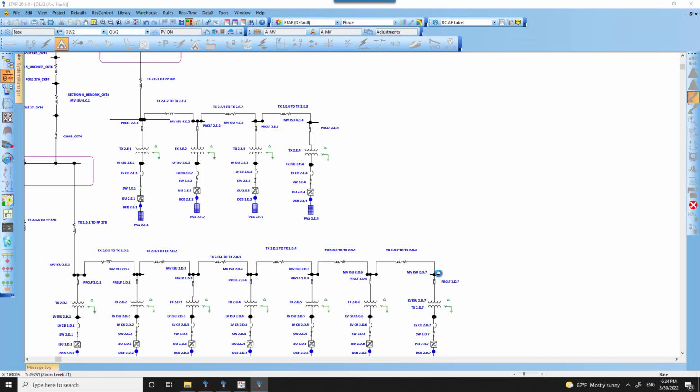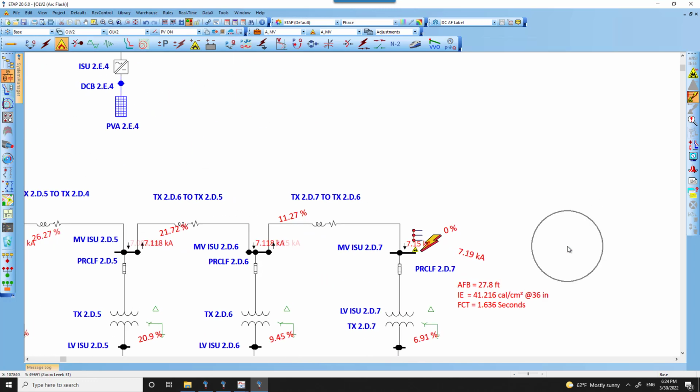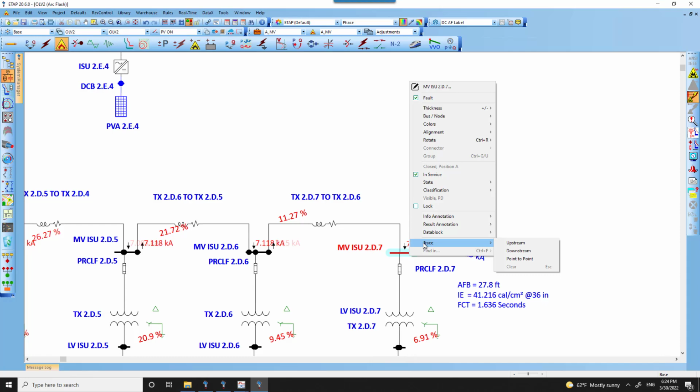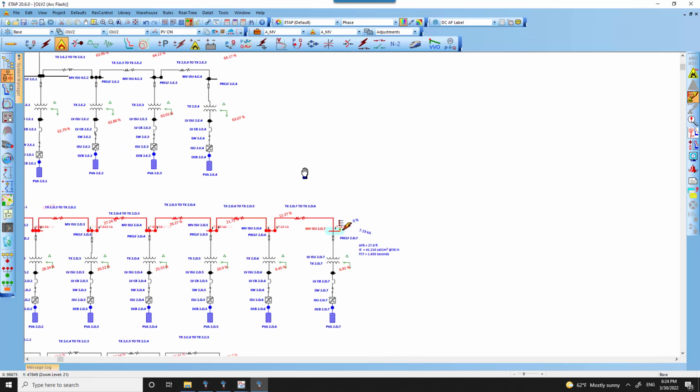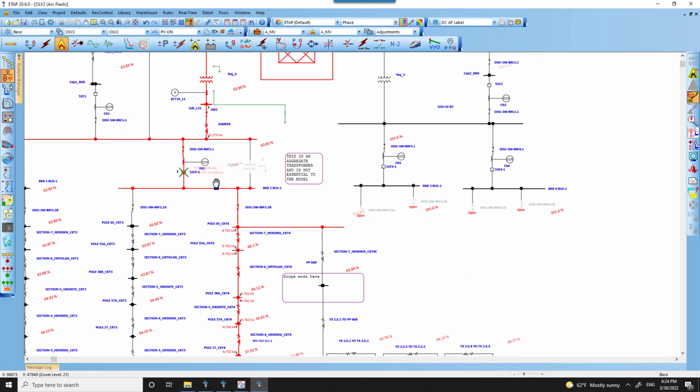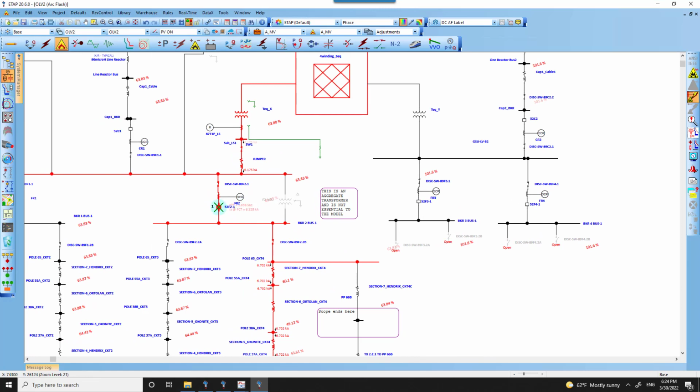With the arc fault method, the incident energy was very close to 41.216 calories per centimeter square. And this basically would also give us the upstream protective device using our trace tool, which we were able to find out is the only protective device that could clear the fault in this particular condition.